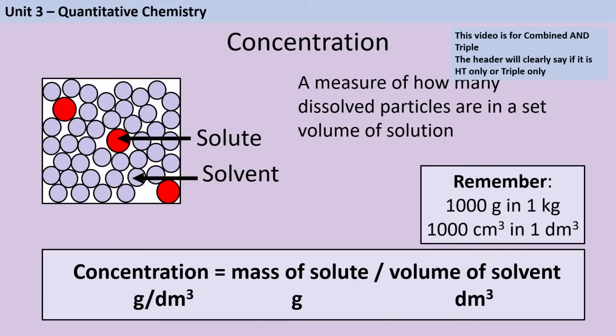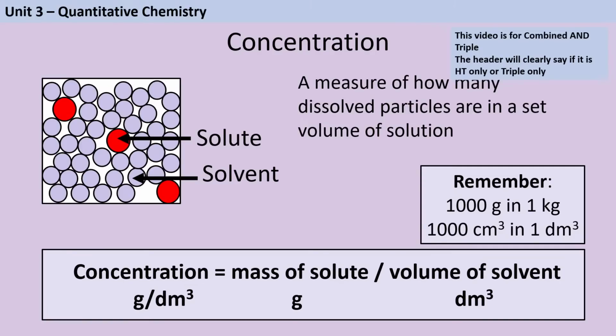One to watch out for is that the volume is very often given in centimetres cubed, not decimetres cubed, but you need it to be in decimetres cubed. So you need to convert there by dividing by 1,000. Now, if you're doing foundation tier combined science, the only units you need are grams per decimetre cubed.